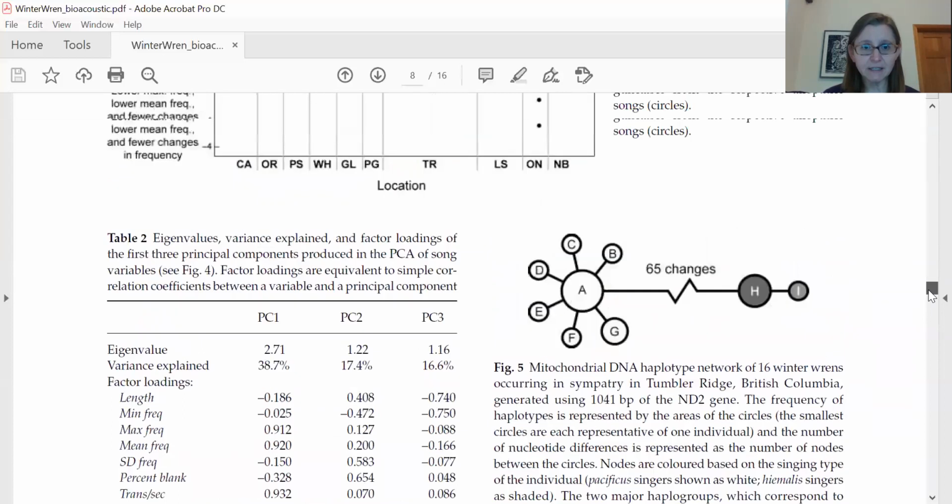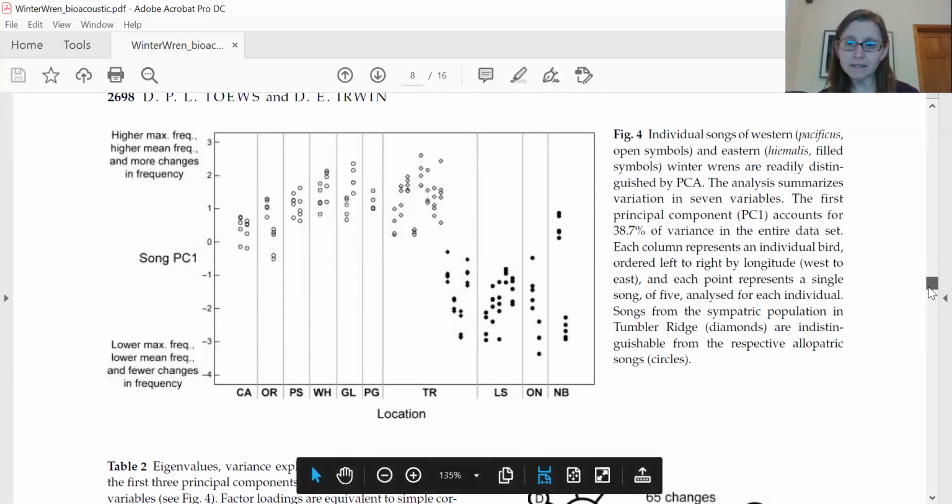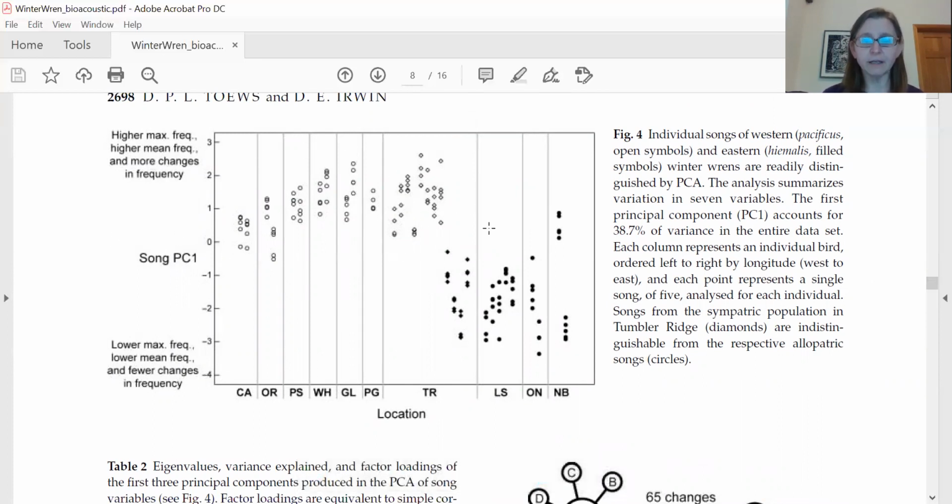You can do something like this up here. You can plot your vocalizations, your recordings, just by the first principal component. And so the way this graph is working is it's plotting from west, it looks like, to east, or actually from California, Oregon, and some other locations in the western variety of the wren, and then these locations in the eastern variety, plotting them by principal component 1. And you can see that there is this nice differentiation between the sounds.